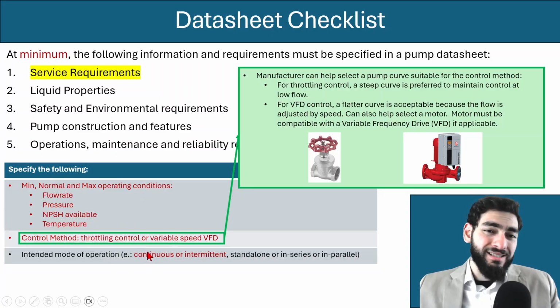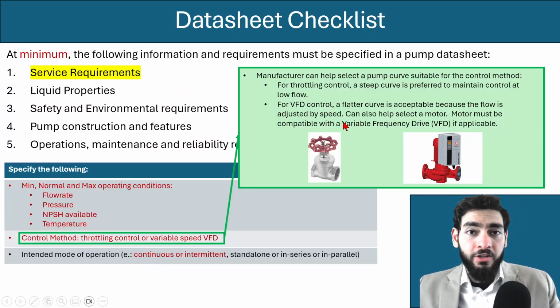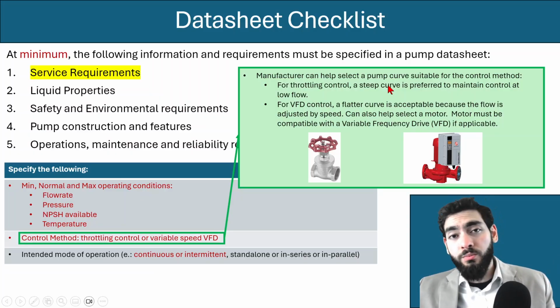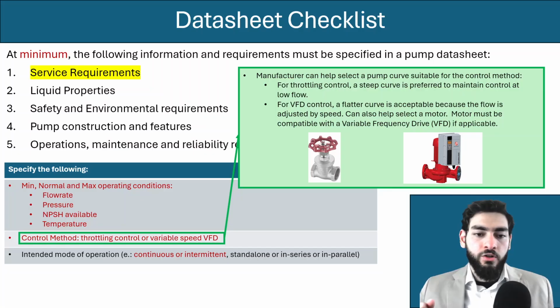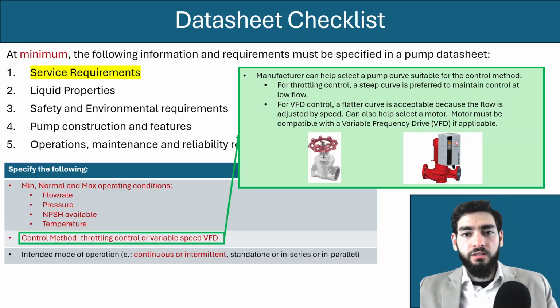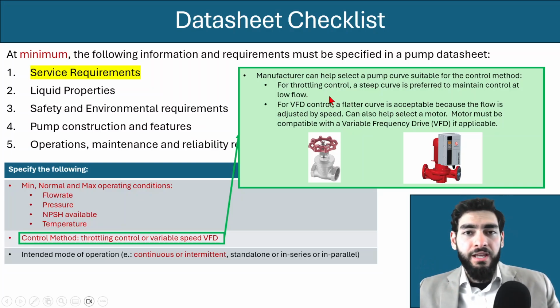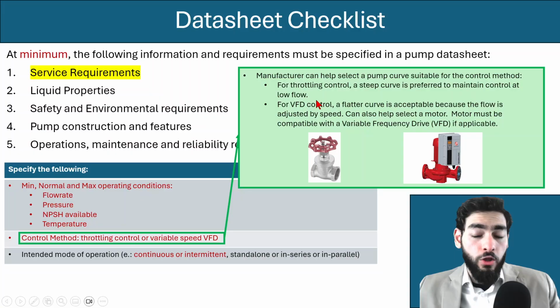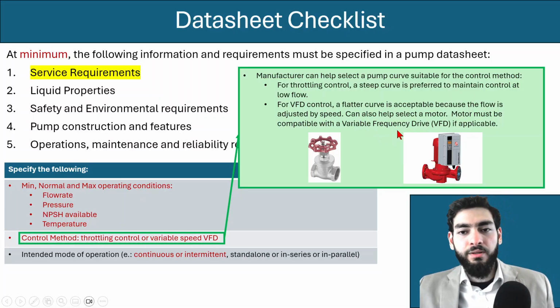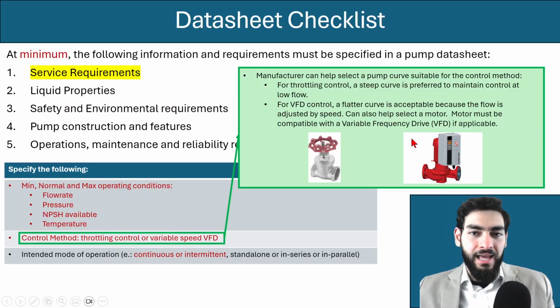Now, you also want to specify the control method, because the manufacturer can help select a pump curve that's suitable for the control method. So whether you're controlling the pump with a VFD or you're throttling a control valve, that's important, because if you're throttling a control valve, a steep pump curve is preferred to maintain control at low flow. And if you're controlling using VFD control, then a flatter curve is acceptable because the flow is adjusted by speed. And the manufacturer could also help select a motor and a VFD that are compatible.